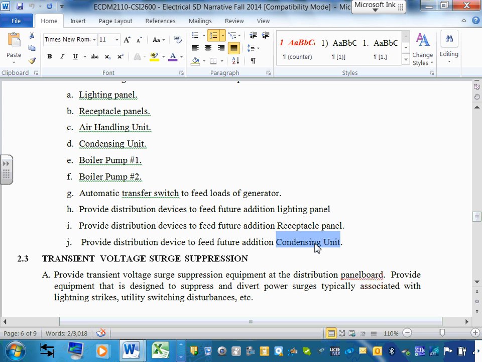So future. That will allow you to plan for the future, meaning you have a circuit breaker that says future condensing unit, future receptacle panel, future lighting panel. Basically, this is your riser. That's how you build your riser, which is that thing that we talked about, this one right here. This is how your riser is going to be built, based on this right here. Generally, all that stuff is kept in one room. Yes, one electrical room.